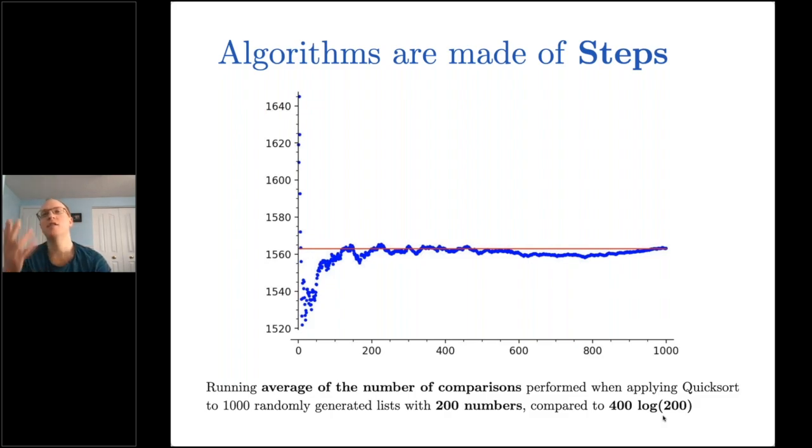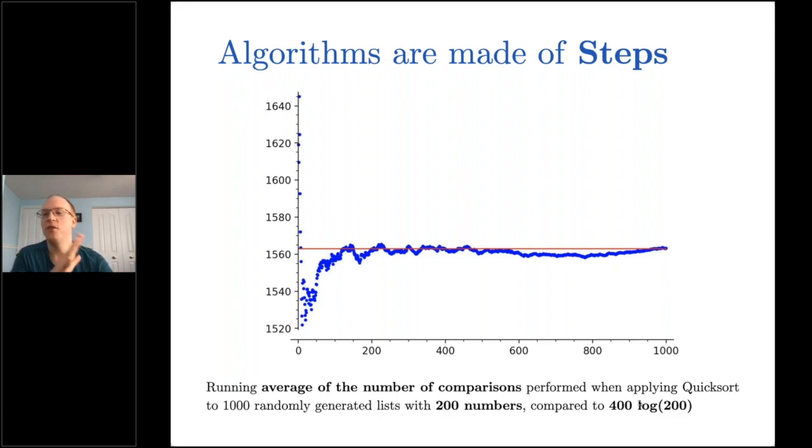So on average, the number of comparisons when you run quicksort on a list of 200 numbers is something close to this. And so again, this is a discrete structure. The algorithm itself is a discrete structure, right? It's a sequence of steps, and those steps are kind of the indivisible units. Okay. So this is sort of the end of the intro where I'm talking about discrete structures.